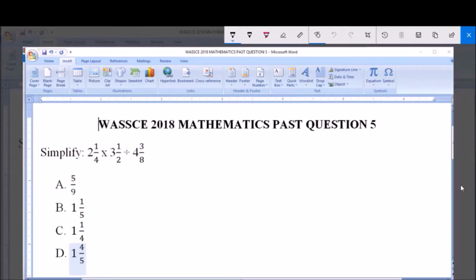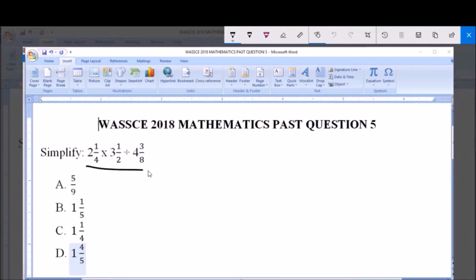I will be answering WAEC 2018 Mathematics Past Question 5. Simplify 2 whole number 1 over 4 multiplied by 3 whole number 1 over 2 divided by 4 whole number 3 over 8. Now the options given are 5 over 9, which is A, B 1 whole number 1 over 5, C 1 whole number 1 over 4, and D 1 whole number 4 over 5.